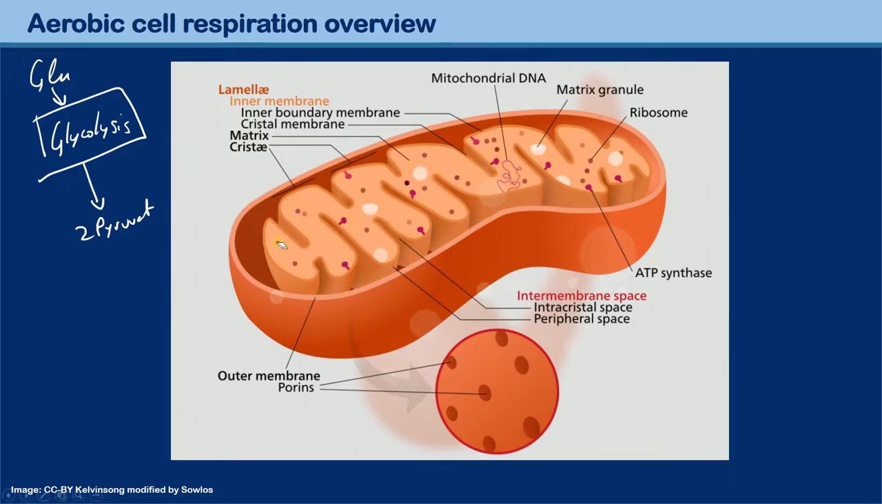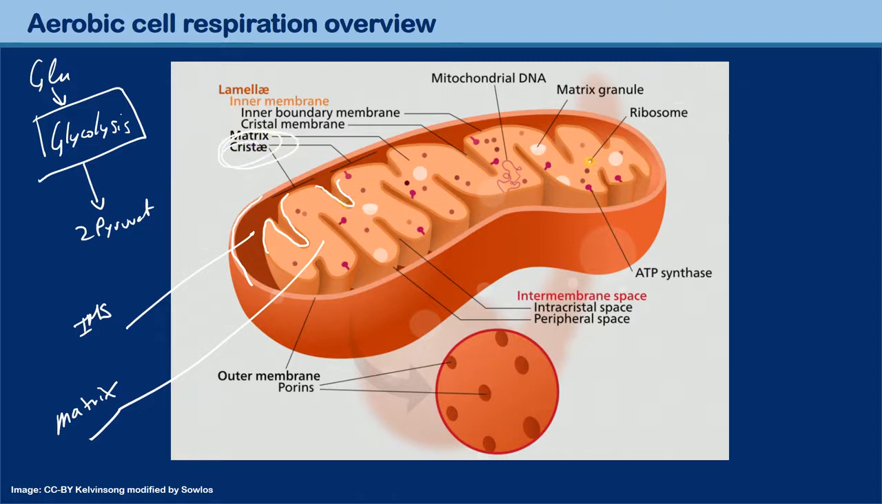We already have talked about this one here, the outer membrane of the mitochondrion. This one over here is the inner membrane of the mitochondrion. This here is the intermembrane space. I'm just going to write it over here. This down here, that's the matrix of the mitochondrion. And these infoldings over here are called the cristae. The cristae are these infoldings, and they increase the surface area.